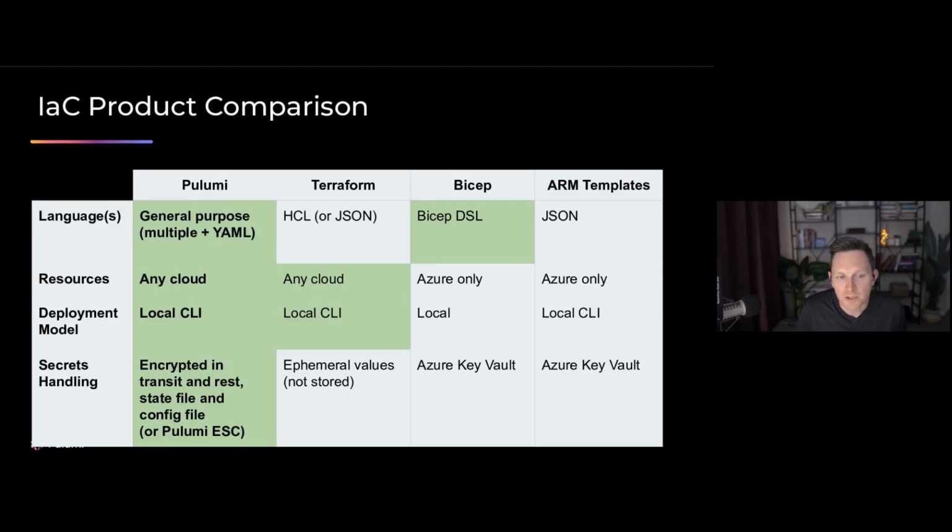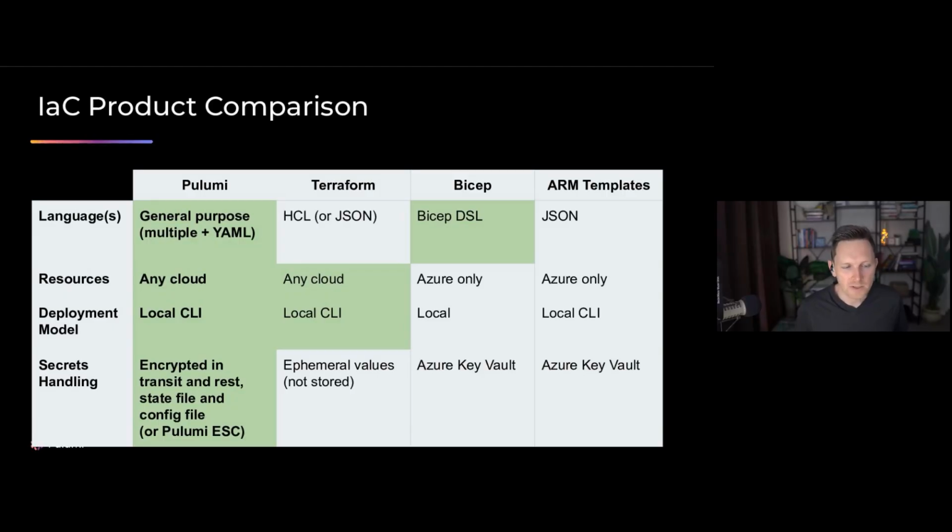Terraform is another option that's common. In that case, you can use HCL, another kind of custom programming language, and the advantage versus Bicep or ARM templates is it would work on any cloud. But Pulumi, my obviously preferred choice, we can use a general purpose programming language, right?